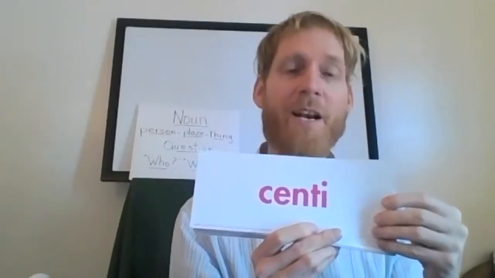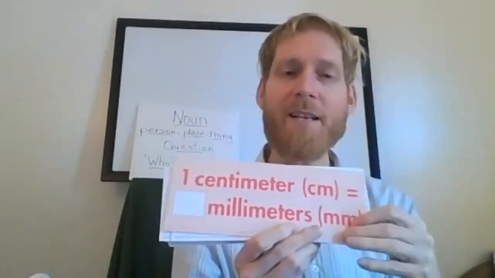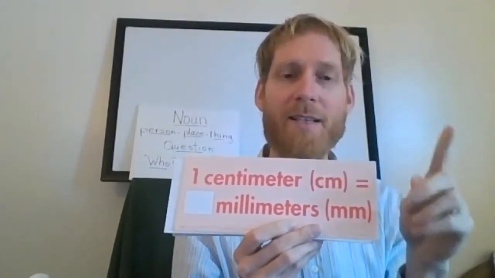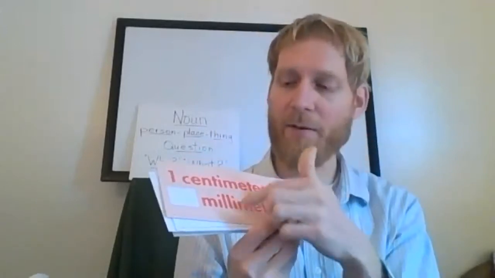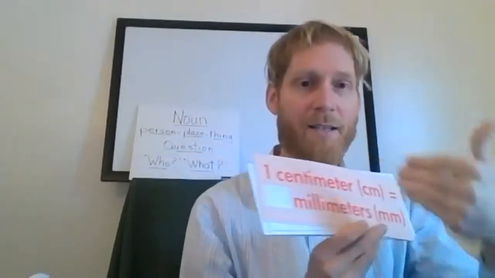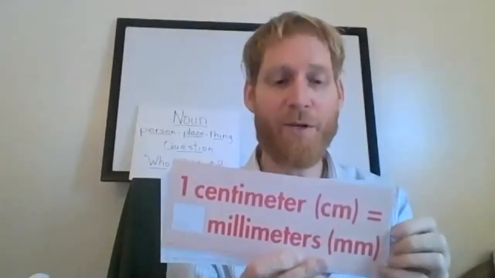Deci means what? 1/10 or 0.1 as a decimal. Centi means 1/100th or what? 0.01. Milli means 1/1000th or 0.001. 1 centimeter equals 10 millimeters. Did you get that one correct? Because the difference between milli and centi is 10. Each one away from the other is 10 for each one away that you would go.